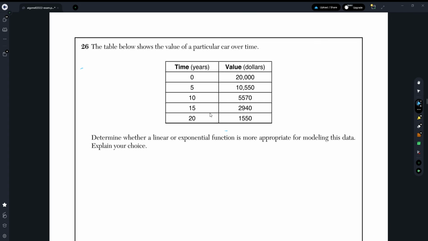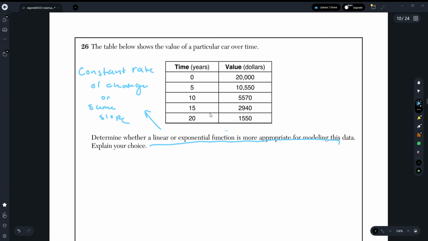Number 26 says the table below shows the value of a particular car over time. Determine whether a linear or exponential function is more appropriate. So just remember that for a linear function, you have a constant rate of change, or same slope.